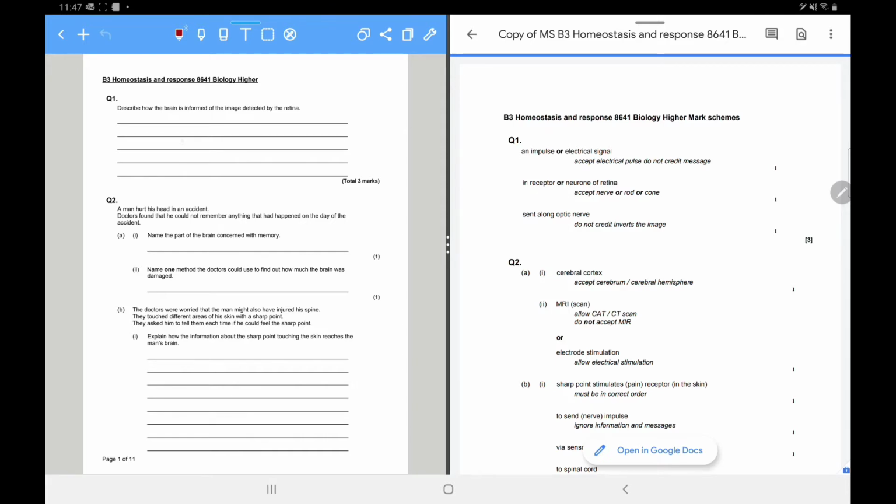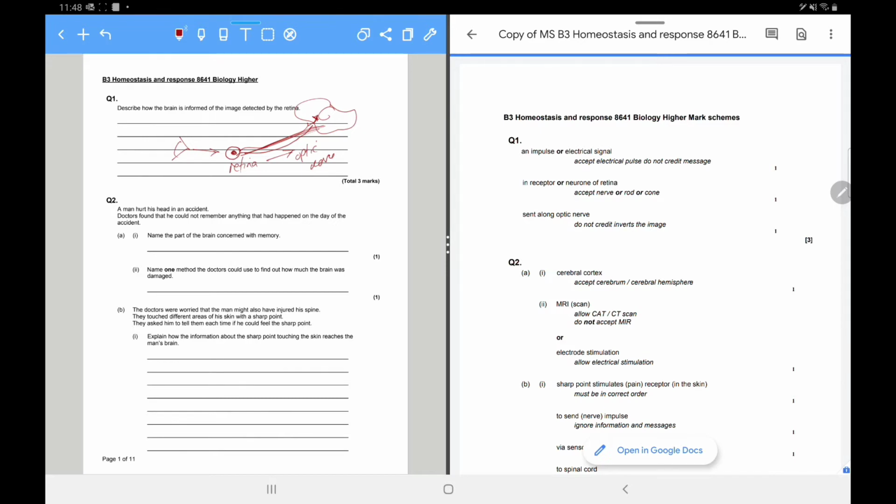So, we've got the eye, obviously, and the retina is at the back of the eye. And in order to get to the brain, we have a nerve impulse, which runs from the receptor, which is the retina, via the optic nerve up to the brain. So we have retina or receptor, optic nerve, which is an electrical impulse, and then to the brain, which translates the image.